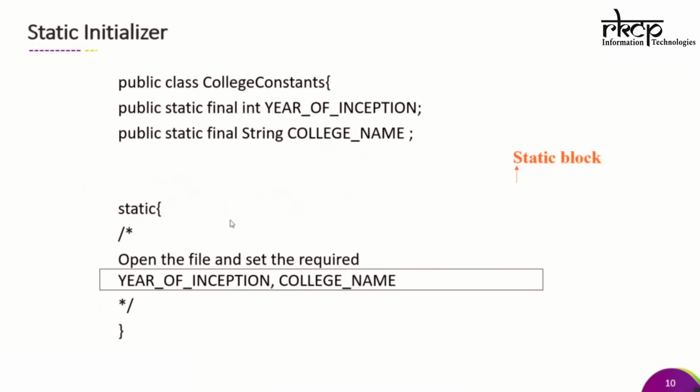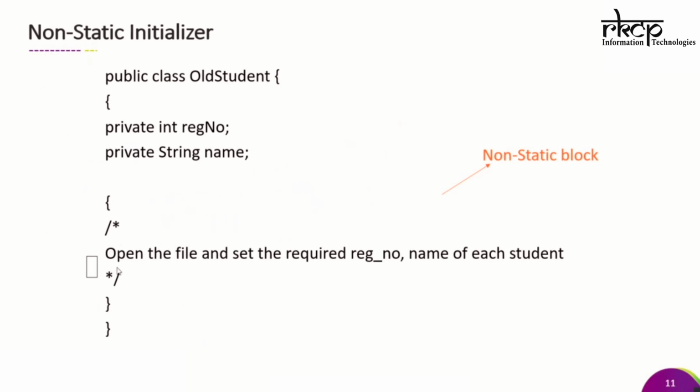I'm not going to create any method. It is a simple static block, and inside that I want to initialize many static variables. In the same way, if you do not write static and write a simple block only, that will be a non-static initializer. All the non-static variables you can initialize here.